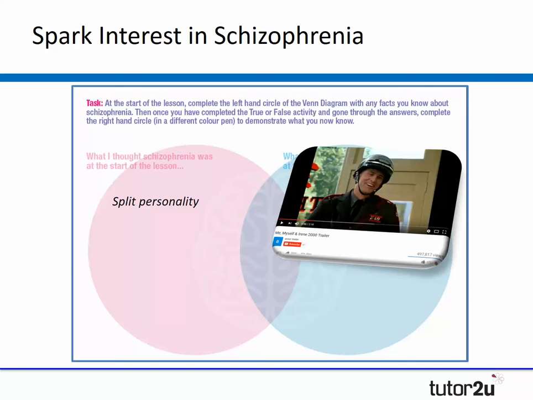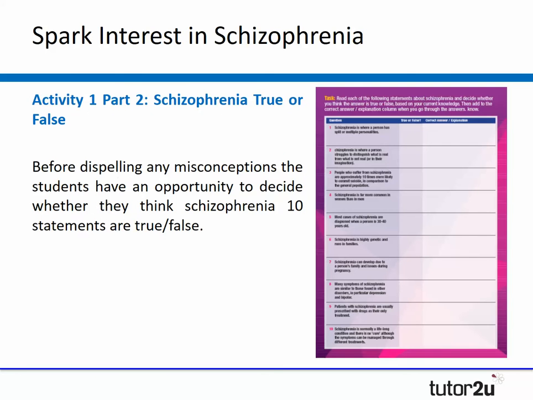It might be that they think it's split personality disorder. They may well know that it's more common in men. They might think there's no cure for it, something like that. You want them to jot down everything they know before you go through it. There's a second part to this activity, just to thrash this out a bit more with your students.